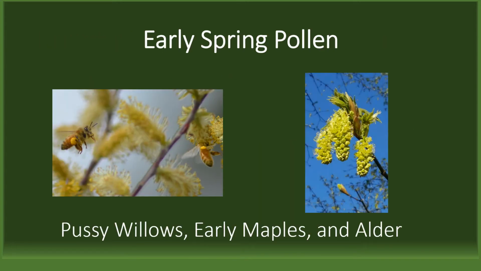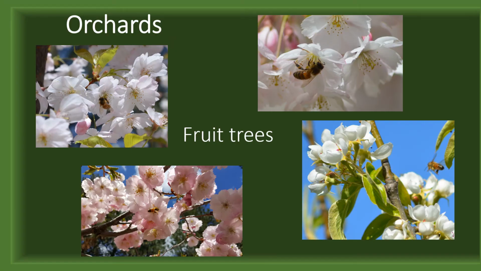The first group consists of the early pollen producers, in which the bees need the pollen for brood rearing in the early spring. They are the pussy willow, the early maple, and the alders. Next, we have our orchard plants, which consist of fruit trees. These trees supply both nectar and pollen, but they only bloom for slightly more than a week and often bloom when the temperature is not ideal for the bees to fly.